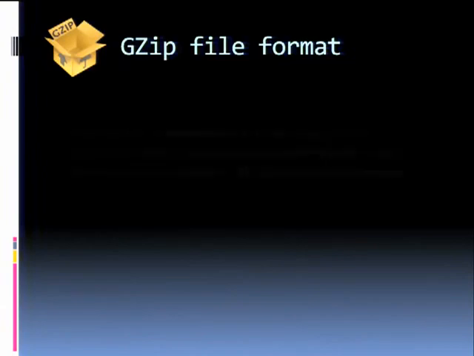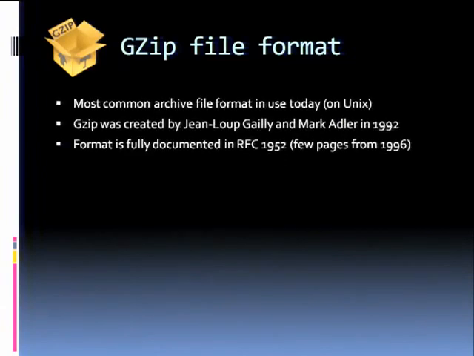Now, the Gzip file format is most commonly found in Unix. It was created in 1992, and it is documented just by a few pages in 96.